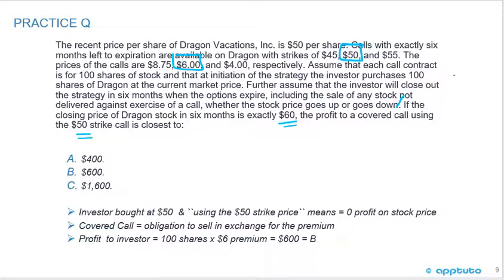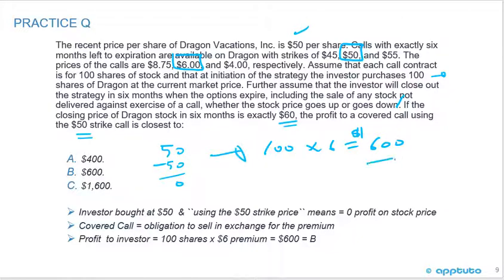Now I know I purchased 100 shares of Dragon, okay, and I sold those calls. So 100 shares times $6 equals 600. That's the premium that I received, okay? Now I bought the stock at 50 and I have an obligation to sell at 50 because that's the strike price that we're using. So 50 minus 50 means I'm going to have zero capital gain. My maximum profit is just going to be the premium that I received. So the correct answer is B.